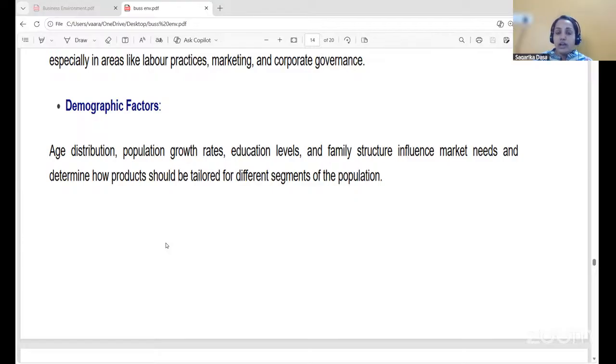Like we have nuclear families or combined families. So, based on these family structures, understanding all this will help the businesses to produce the products which are required for this particular type of family structures or age distributed people.